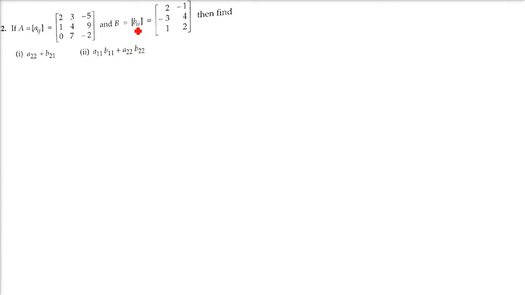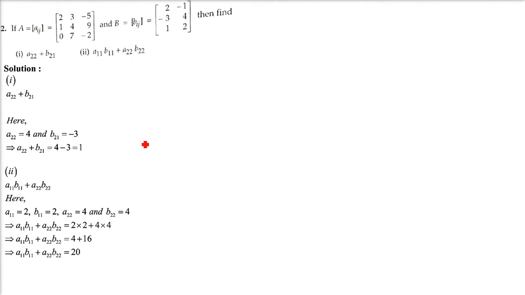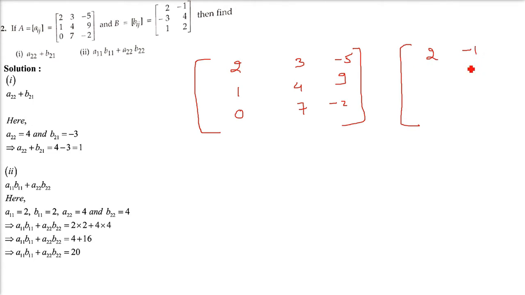Next, if A is this, B is this, we have to find A22 plus B21, and then A11 B11 plus A22 B22. First, this Aij, i refers to the row number, j refers to the column number. So let us write the matrices. A has 2, 3, negative 5, then 1, 4, 9, then 0, 7, minus 2. Then B has 2, negative 1, negative 3, 4, 1 and 2.